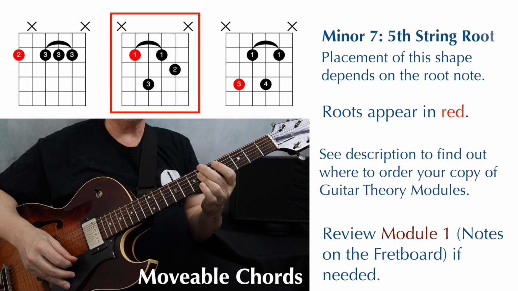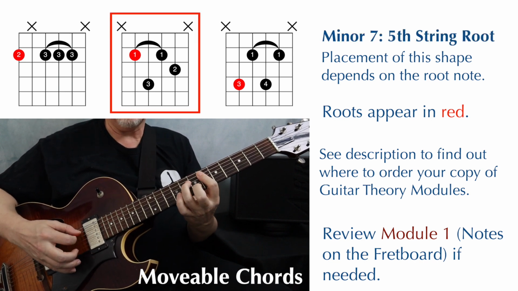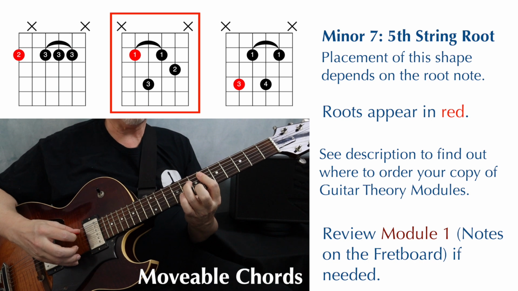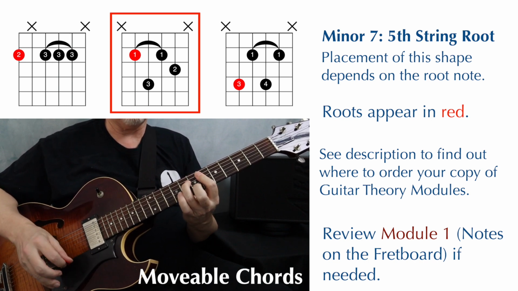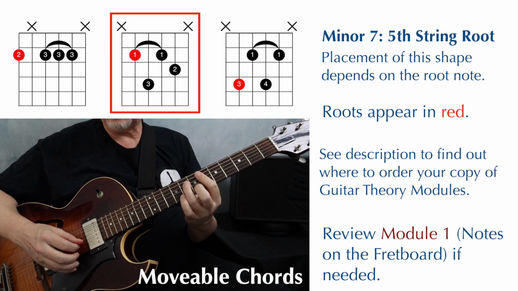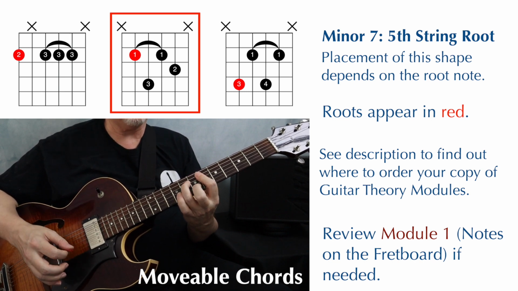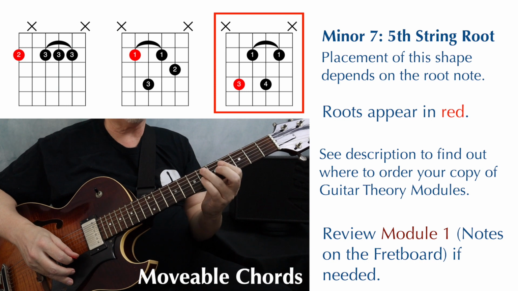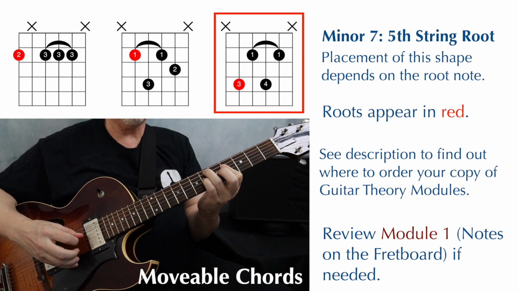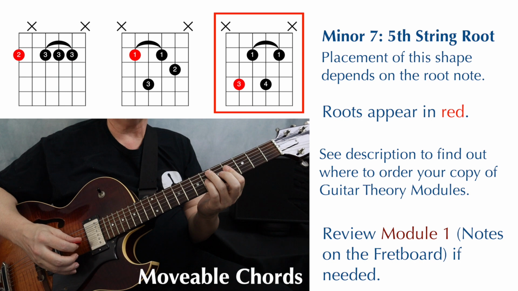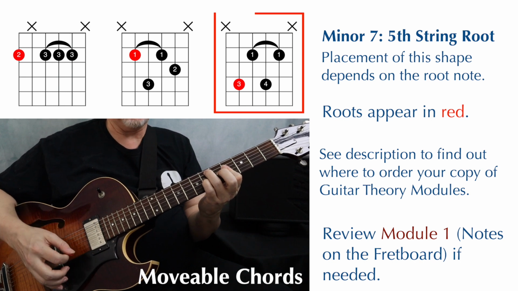And here's a minor 7 shape you can play with the root on the 5th string. Finger 1, 3, 1, and 2. So finger 1 is barring strings 2 through 5. And here's a minor 7 shape you can also play with the root on the 5th string. This is fingers 3, 1, 4, and 1. So finger 1 is barring strings 2 through 4.